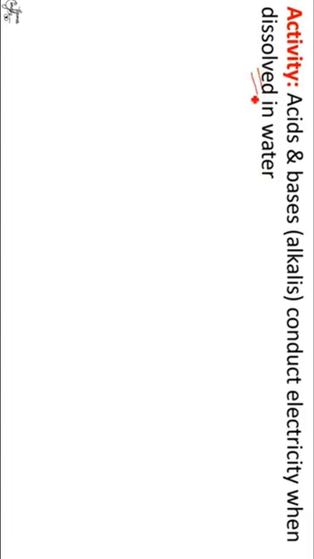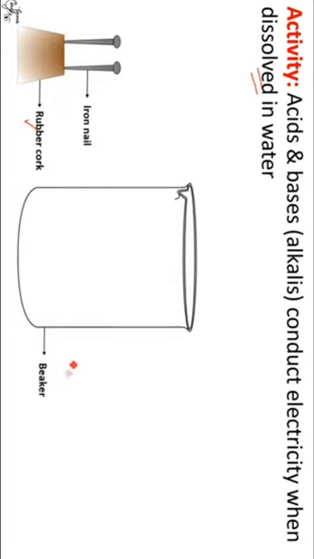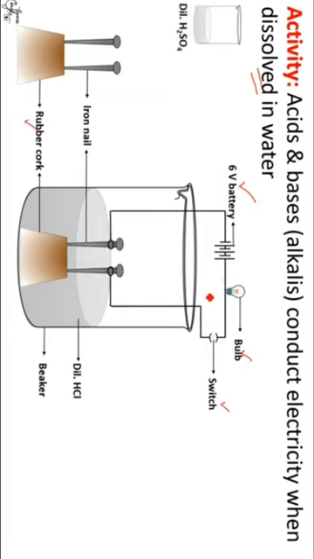Let us understand this with the help of an activity. For this we require one rubber cork with two iron nails. Take one beaker and keep this rubber cork and iron nails in that. Arrange the electric circuit with the help of a battery, bulb and switch. In the beaker, now we are going to take dilute hydrochloric acid, HCl. So what happens? It will dissociate into H plus and Cl minus. To understand this, you can see the bulb is glowing, right?